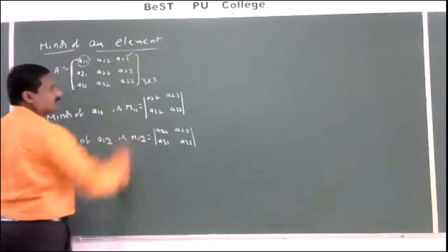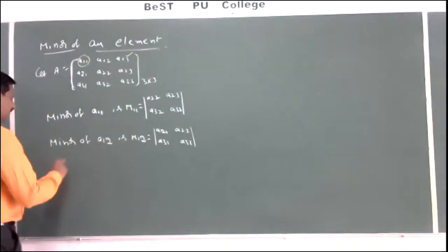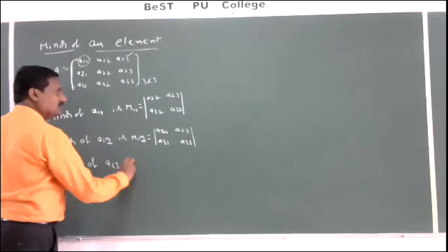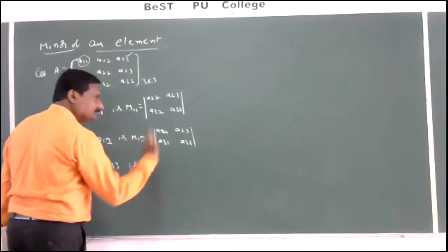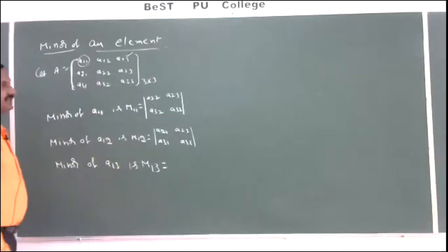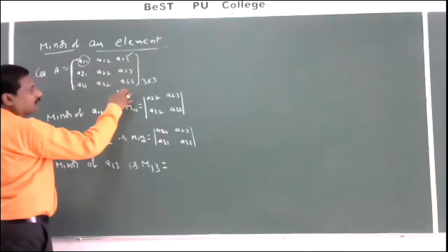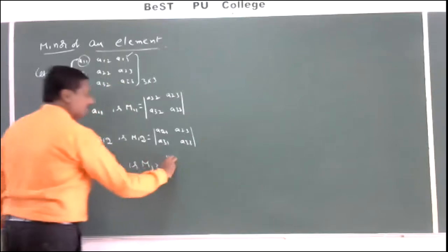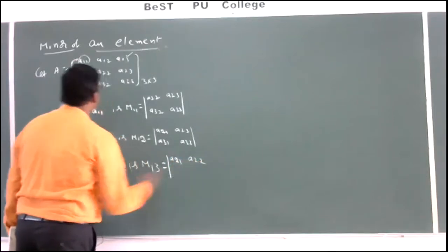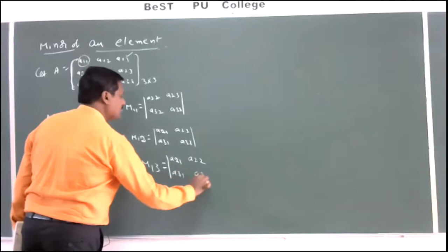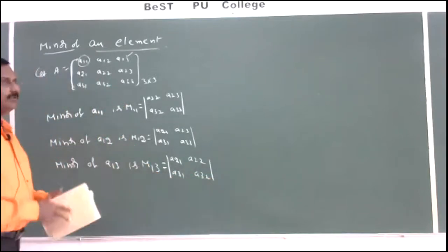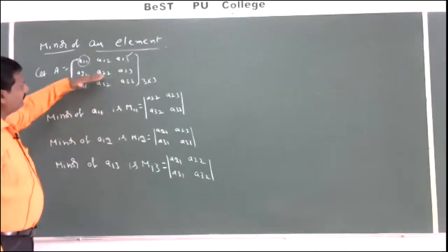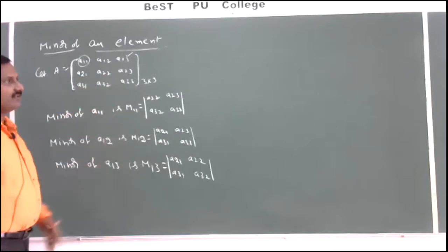Next, if you consider the third element A13, the minor of A13 is M13. Leave the first row and third column, and write down the determinant of the remaining elements. That is A21, A22, A31, A32. In this way, for all 9 elements we can write the minors. I have completed the first row. For the second row and third row, you have to follow the same way.